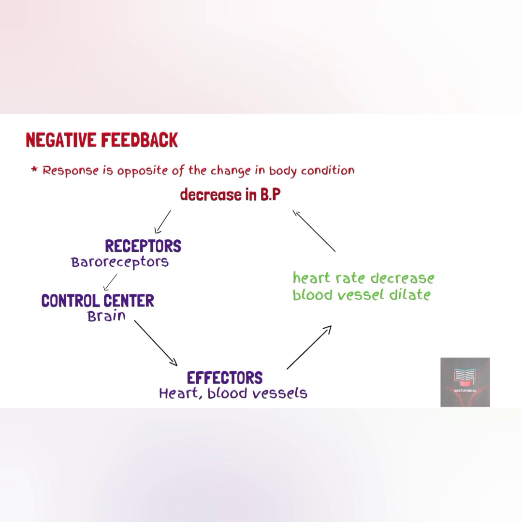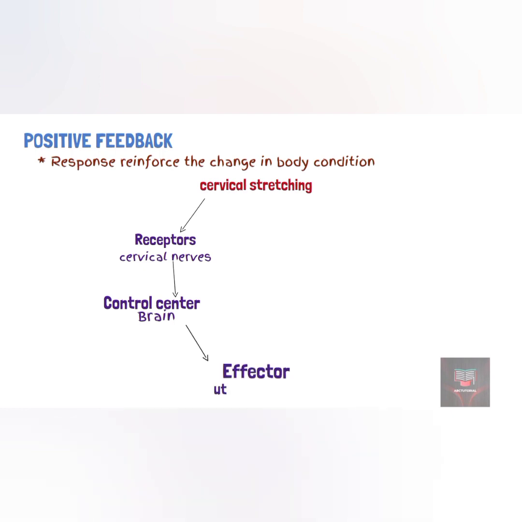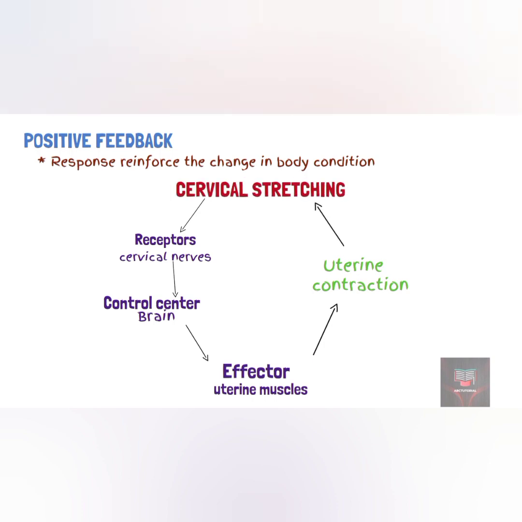Unlike negative feedback, positive feedback causes a response that reinforces the change in the body condition. For example, during delivery, cervical stretching will be picked up by the cervical nerves, which act as the receptors. These send a message to the brain, which is the control center. The brain interprets this message and sends impulses to the uterine muscles, which act as the effector. The response produced by the uterine muscles includes more uterine contraction, which helps to push the baby down the birth canal, leading to even more cervical stretching. That is, the original stimulus of cervical stretching produced a response that leads to even more cervical stretching. This is an example of a positive feedback mechanism.